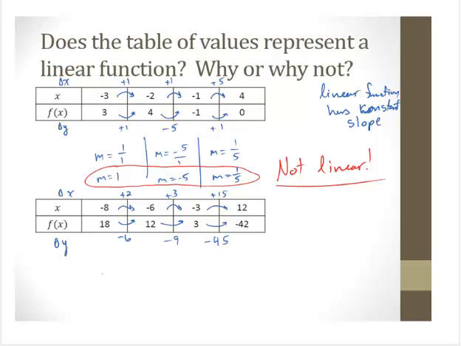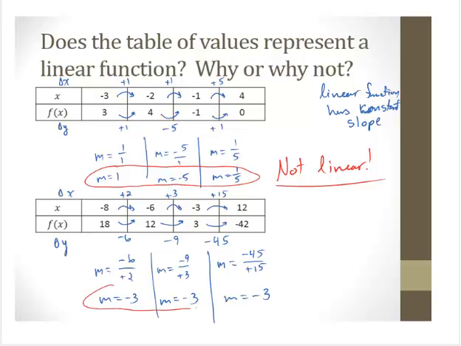Now let's calculate the respective slopes. All right, between the first 2 points, we would have negative 6 over 2, which equals negative 3. Between the second and third points, we would have m equals negative 9 over positive 3, which is also negative 3. And between the third and fourth points, m would equal negative 45 over positive 15, which is also negative 3. All right, so let's look at those. Since they're the same, this is a linear function.